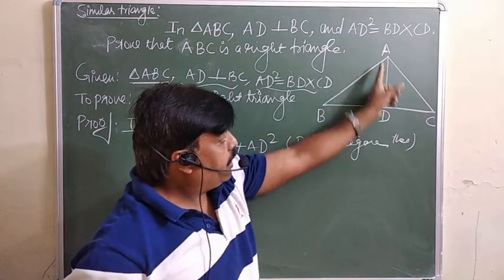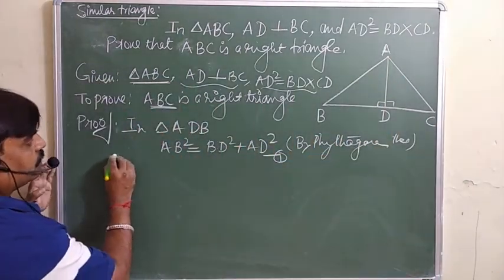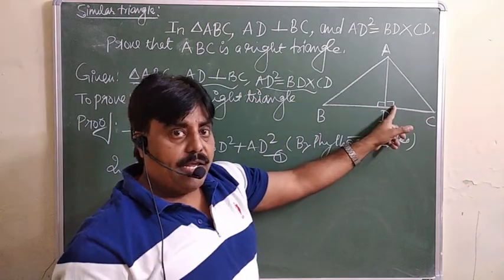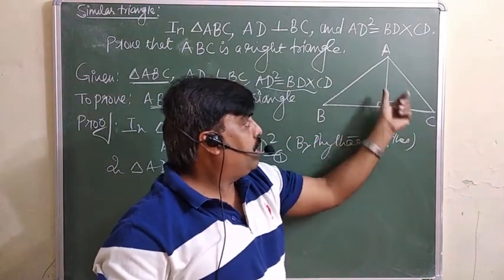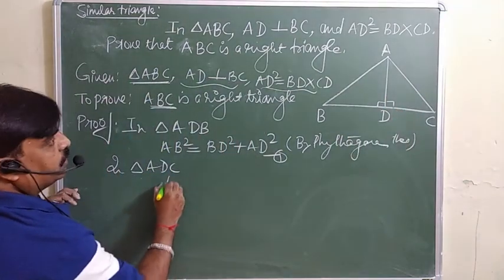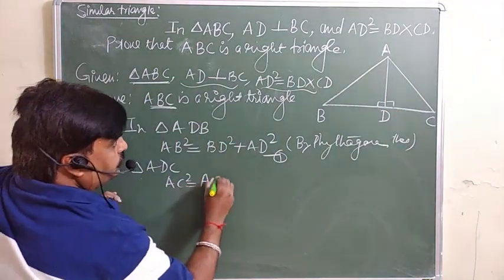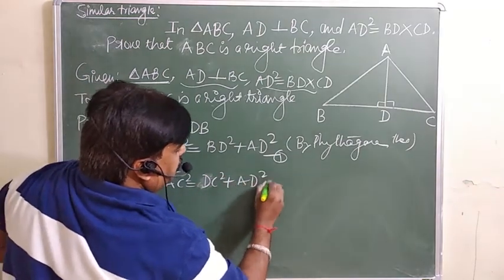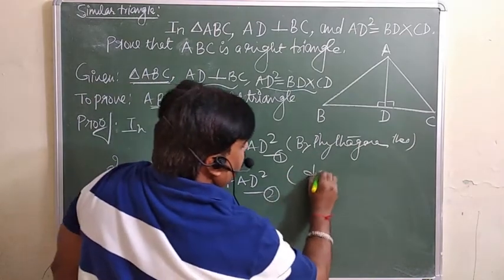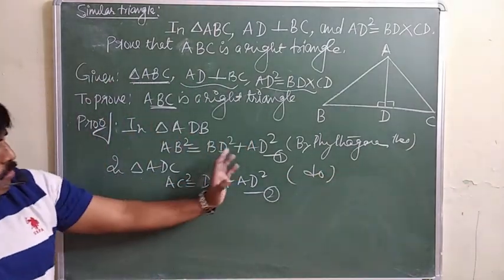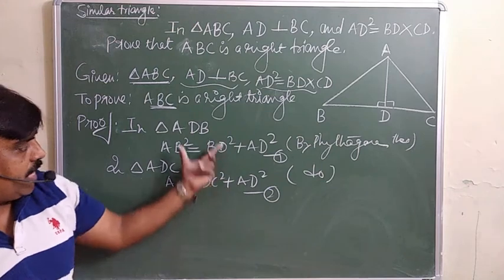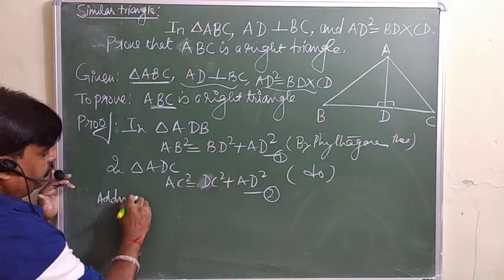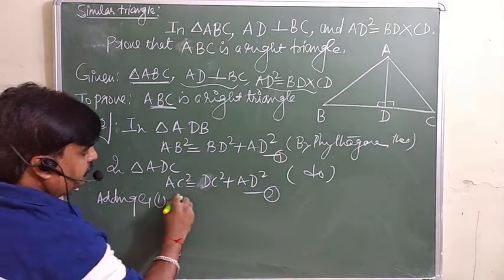Similarly, you can take in triangle ADC. In triangle ADC, angle D is your 90. So this opposite side AC square will be equal to AD square plus DC square. So AC square is equal to DC square plus AD square. This is your equation 2. Same reason, by the Pythagoras. Now you are supposed to add these two. Just adding equation 1 and equation 2.